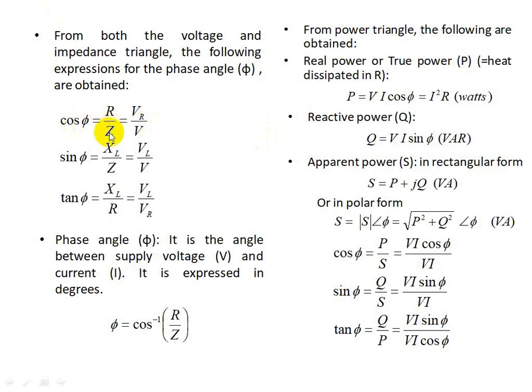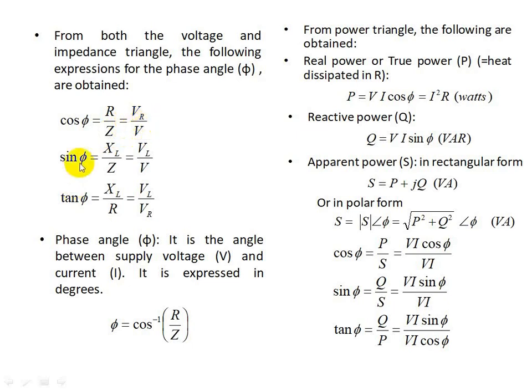From the voltage and impedance triangle we can write cos phi as R by Z. This is from the impedance triangle. So cos phi is adjacent side by hypotenuse. Adjacent side is resistance, hypotenuse is Z. From the voltage triangle we can write cos phi as VR by V.